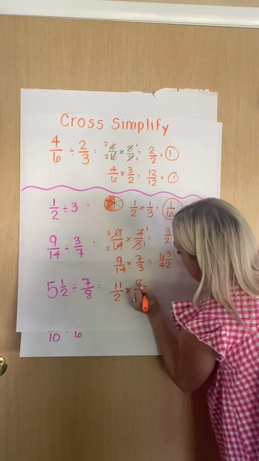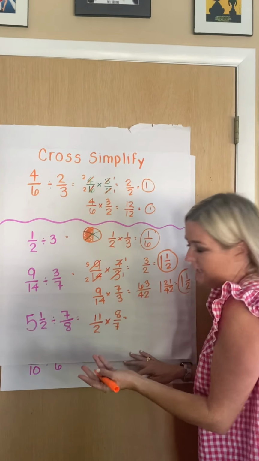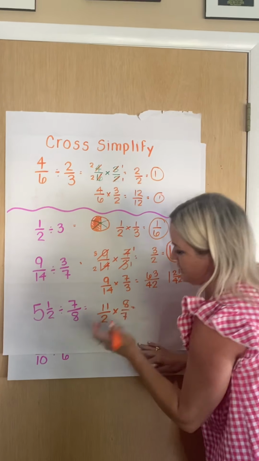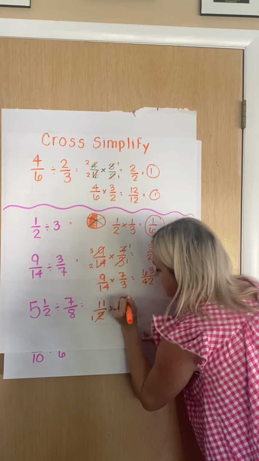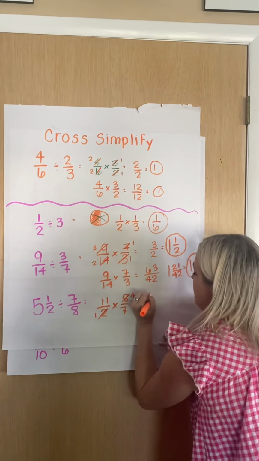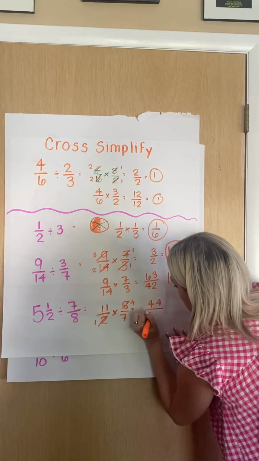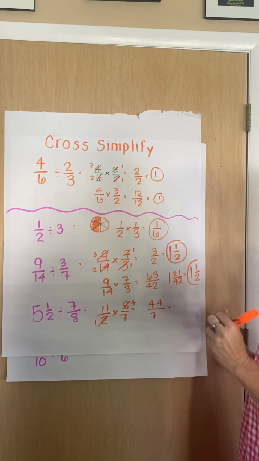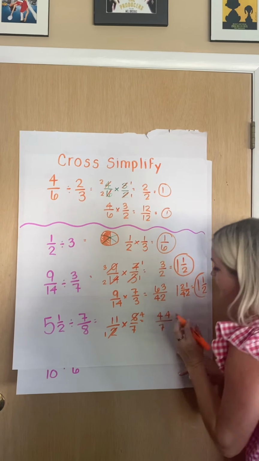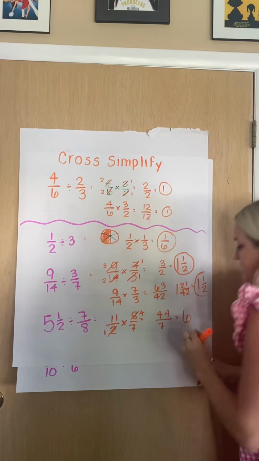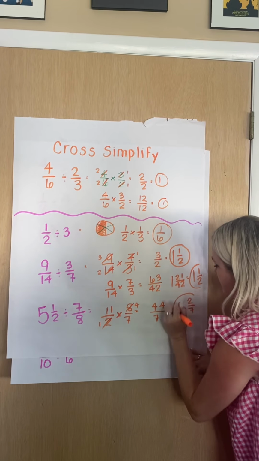Can I cross reduce here? 11 and 7 are both prime numbers, and they don't have any factors in common, so I cannot cross reduce there. But for 8 and 2, I know 2 goes into 2 once, and 2 goes into 8 4 times. So I have 11 times 4, which is 44, and I have 1 times 7, which is 7. So I have 44 sevens. Again, now I have to convert this back to a mixed number, and I know 7 goes into 44 6 times, because 6 times 7 is 42, with 2 left over, 6 and 2 sevens.